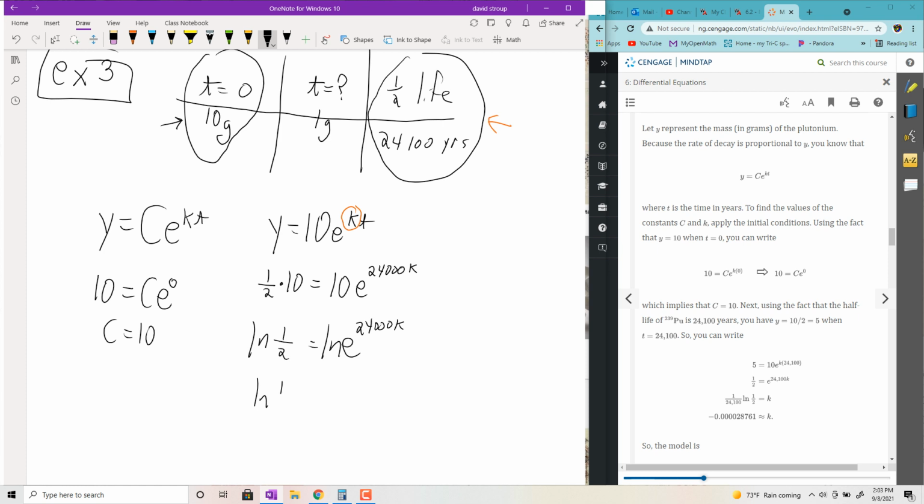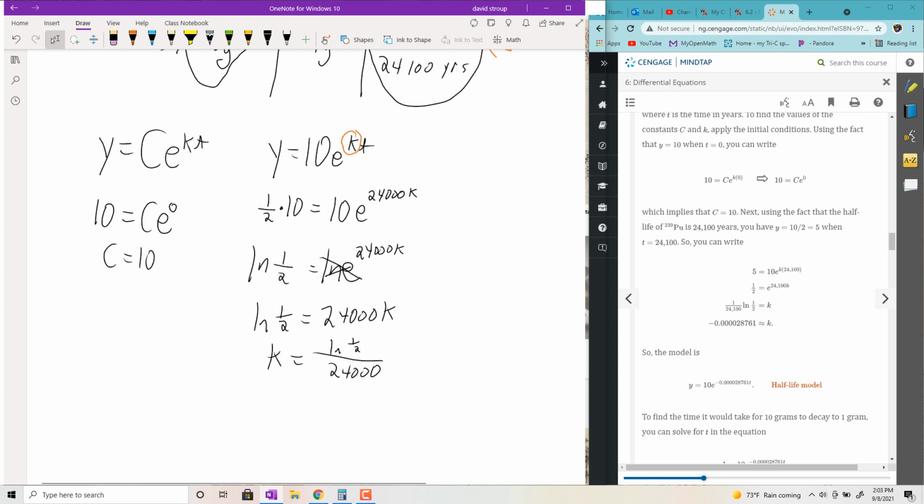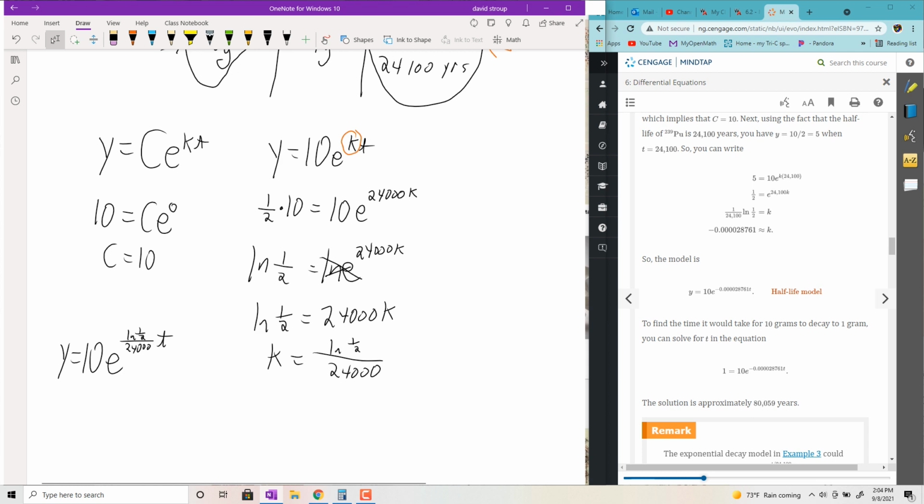So on the right, then ln and the e's will cancel, and you just get 24,000 k. Then solve for k, and you get ln of 1/2 all over 24,000. And again, I don't like to do the approximations, because that thing has 5 decimals that you need at least for your model. So I'm just going to put the k in as is and write y equals 10 e to the ln of 1/2 over 24,000 times t for my official decay model.